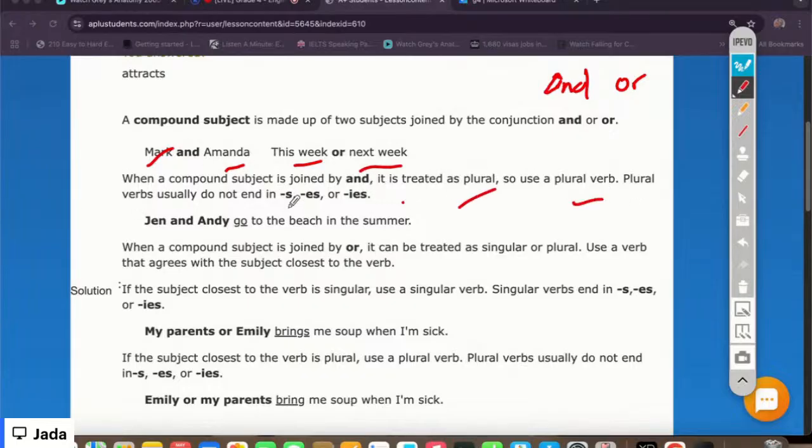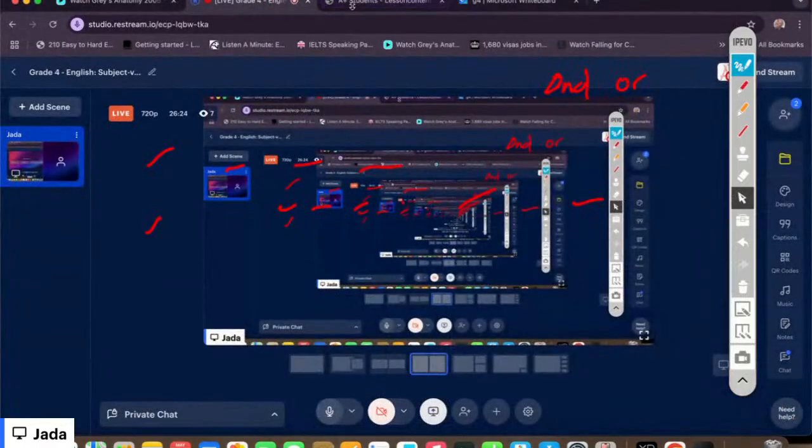Plural verbs usually do not end with s, es, or ies. Just like Jen and Andy go to the beach in the summer. When a compound subject is joined by or, it can be treated as singular or plural. So you can use a verb that agrees with the subject closest to the verb. Okay?